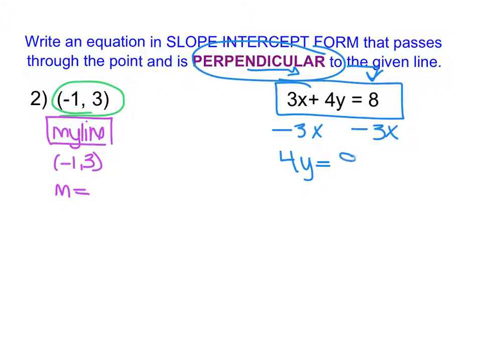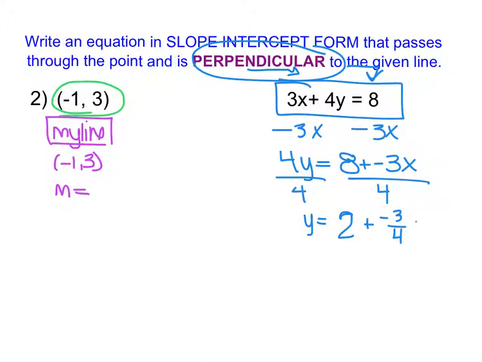So I'm going to start by subtracting 3x from each side of the equation to get 4y is equal to 8 plus negative 3x. Divide both sides by 4. So I have y is equal to 2 plus negative 3/4 x. So what I know here is that my line over here in purple is perpendicular to this line over here in blue. So I need to pay attention to this slope right here because since they are perpendicular, I know that we have opposite reciprocal slopes.